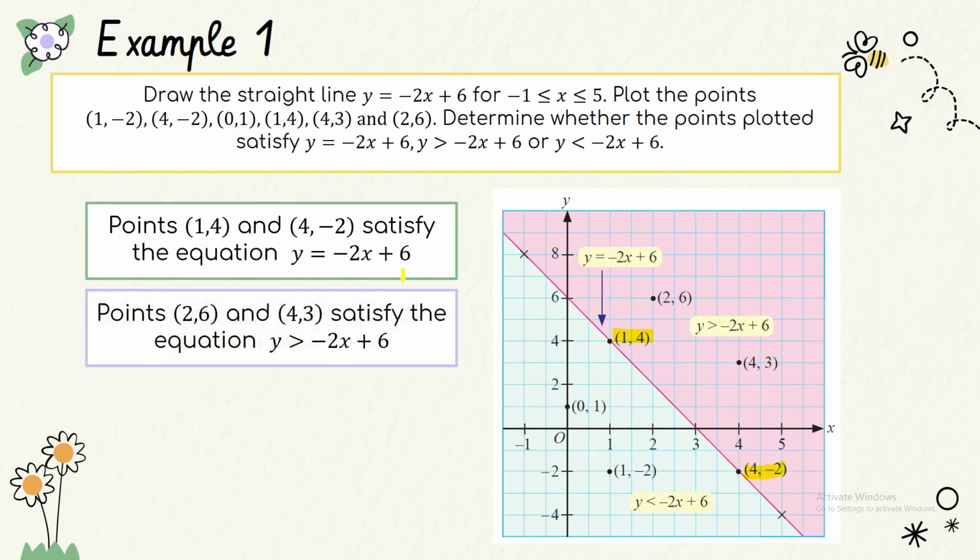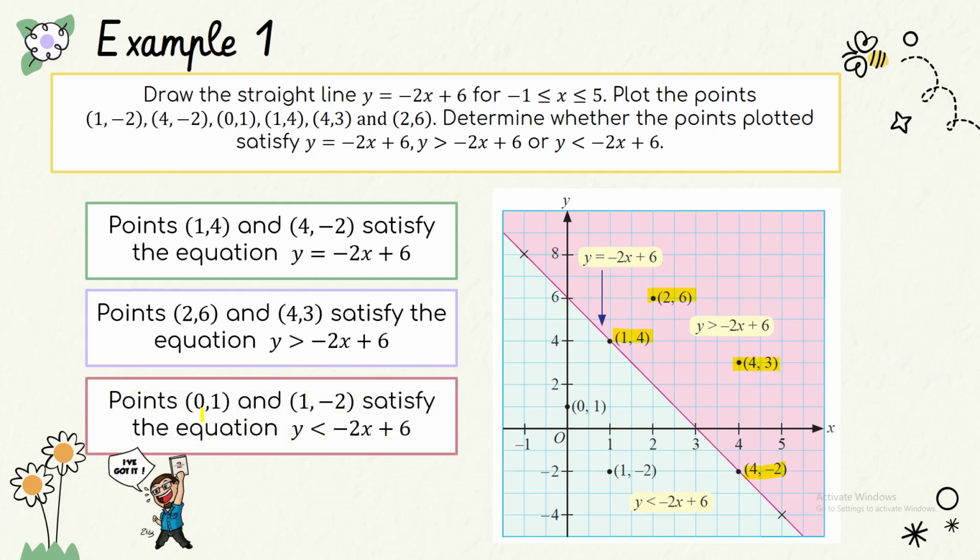Okay, next. Points 2, 6 and 4, 3 satisfy y higher than negative 2x plus 6 because they are in the above region. And the last one, points 0, 1 and 1, negative 2 satisfy y lower than negative 2x plus 6 because these 2 points are below this straight line, in the below region, so that's why it is lower than.